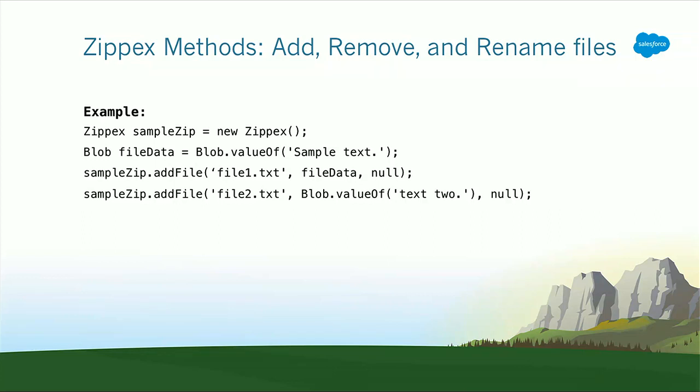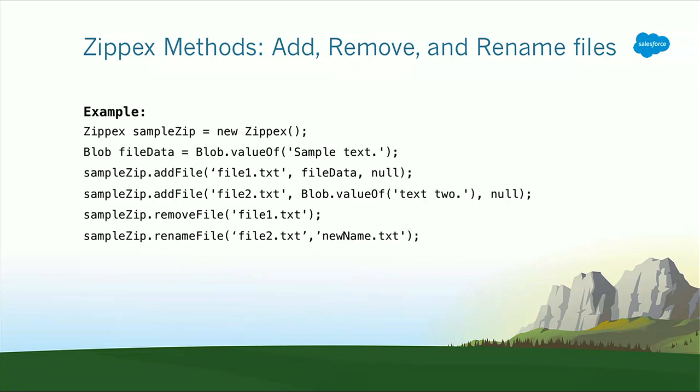All right, let's add another file because I want to show you how to delete it. In this case, I add file2.txt. And then we're going to remove the file. Very simple, just one parameter, the file name, including the full path. If you want to rename a file, again, you pass the file name and the new file name. Let's rename.